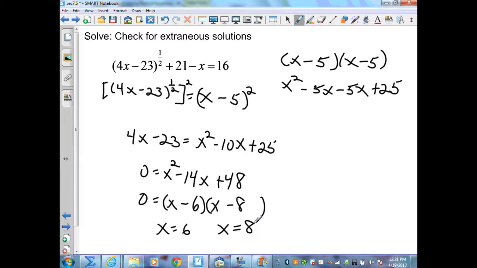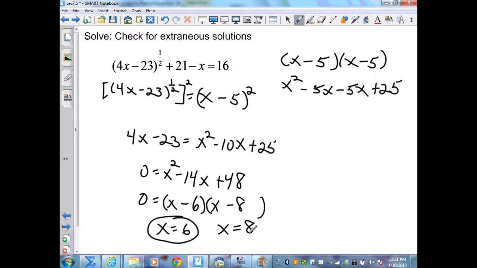Now I have to determine if either of those are solutions or either of those are extraneous. Let's substitute back into the original. When I do, I'm going to start with 6. 4 times 6 is 24. 24 minus 23 is 1. The square root of 1 is 1. 1 plus 21 is 22. And 22 minus 6 is 16. And it equals 16. Therefore, that is a solution.